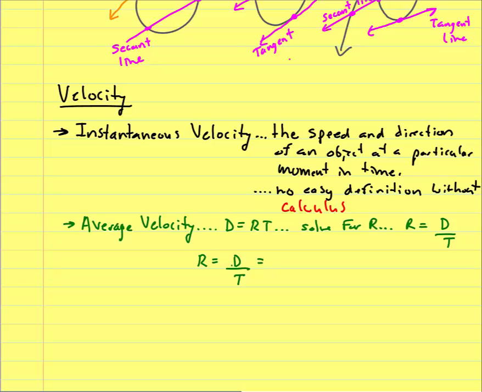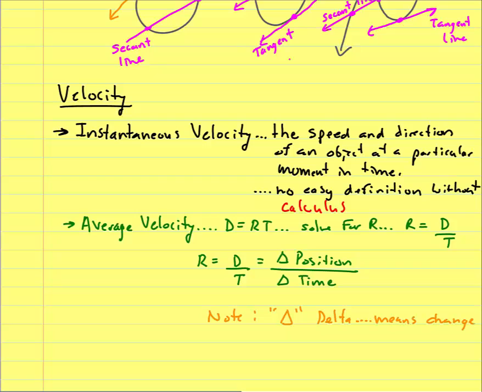Now, in order to find my rate, I would need to know my change in position over my change in time. A couple things I want you to look at here. This triangle, we'll make a note off to the side. This is an important notation. This triangle is the Greek letter delta, and it means change.